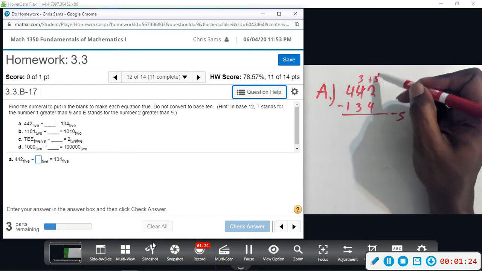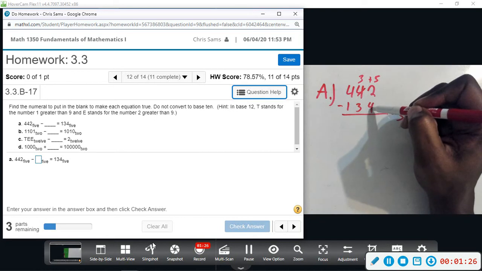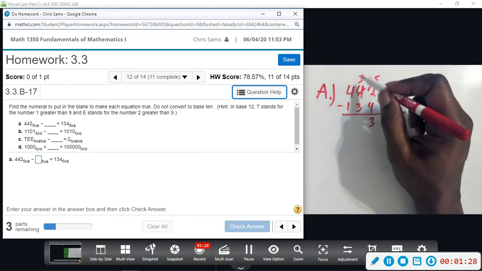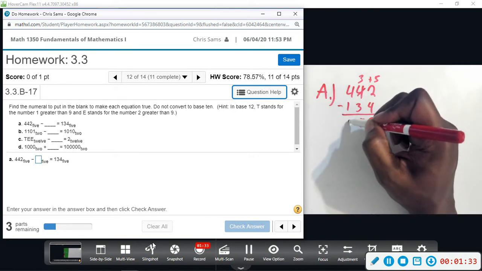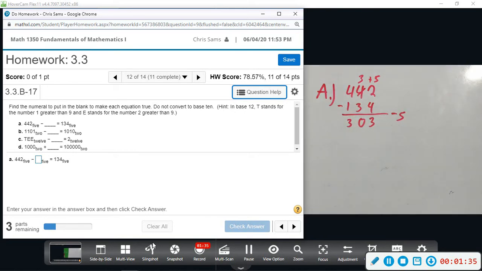5 plus 2 is 7. 7 now minus 4 is a 3. 3 minus 3 gives us 0. And 4 minus 1 gives us 3. So 303 base 5 is what we need to put in our first blank.